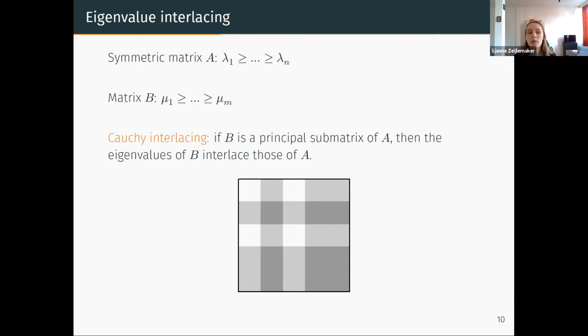So we have a symmetric adjacency matrix and its eigenvalues. One particular case where we know that interlacing occurs is when we take a principal submatrix. So in terms of the graph, if we take an induced subgraph, then its eigenvalues always interlace those of the original graph. And we call this Cauchy interlacing.